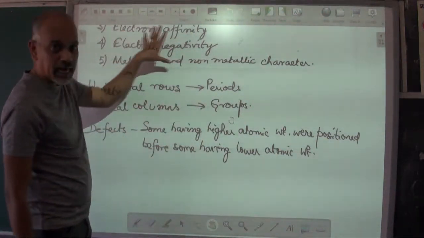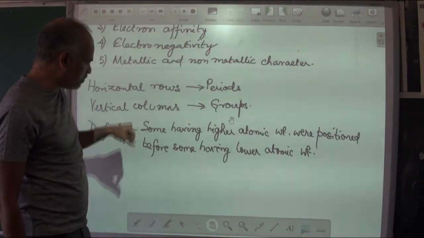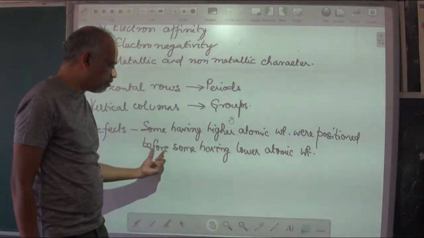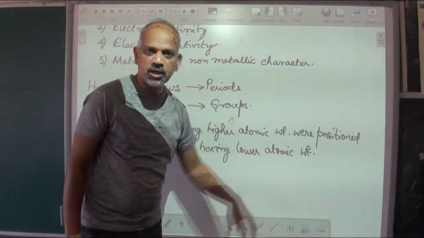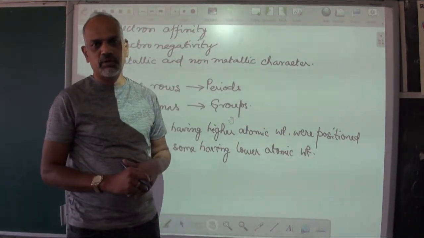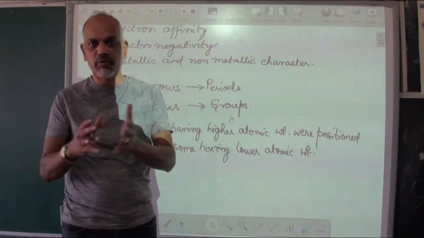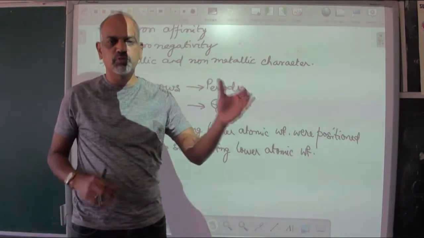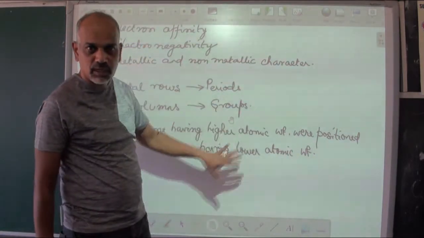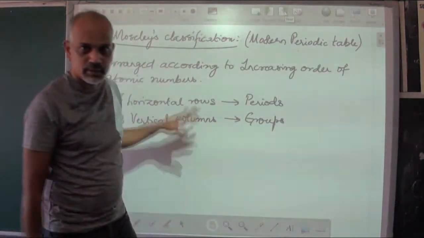So that was the periodic table that was made, and the defect about this periodic table is that some elements having higher atomic weight were positioned before some having lower atomic weights. Because it was arranged according to atomic weight, it was found that some of these elements which had higher atomic weight were placed before those which had lower atomic weights. So that arrangement was also not in order.